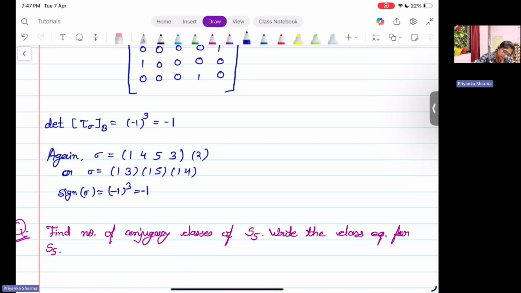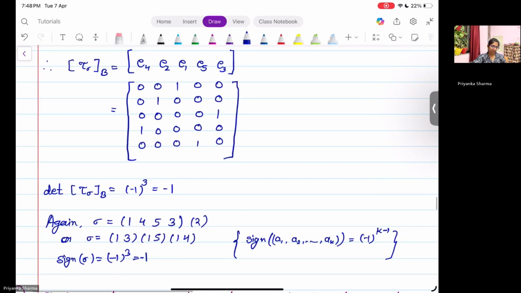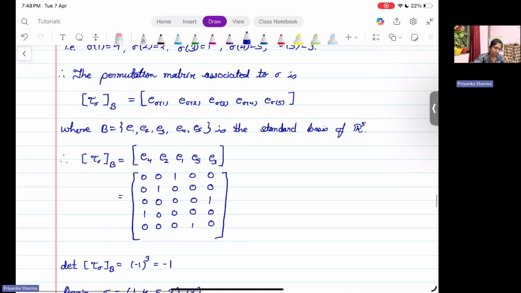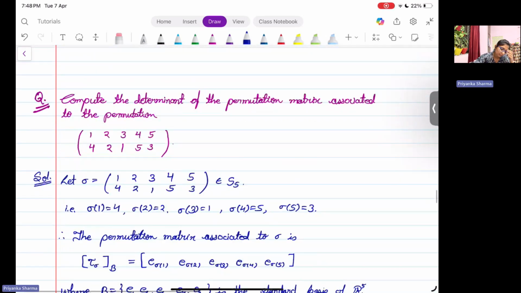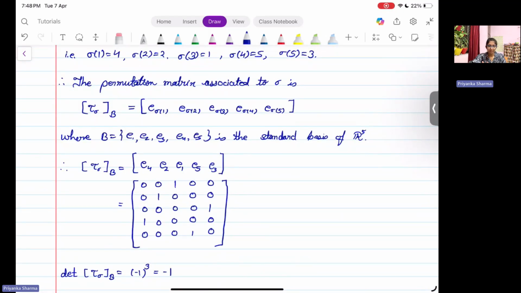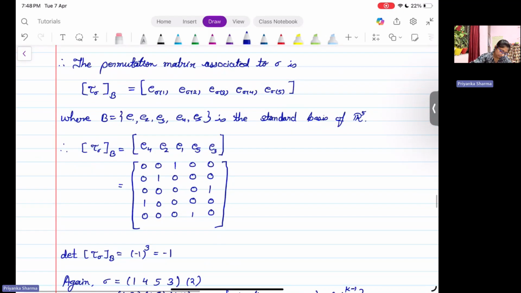Or like we also know that the sign of a cycle (a1 a2 ... ak) is (-1) to the power k, either -1 or +1. So that can be used here also. Okay. So this is the short trick to find the determinant of the permutation matrix associated with the permutation, or if you need to find out the permutation matrix, this will be the permutation matrix.